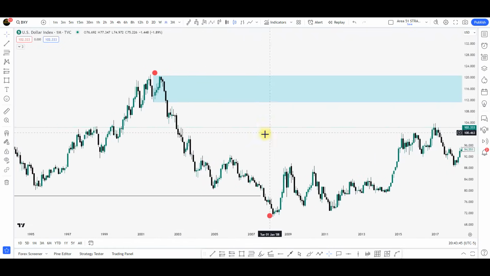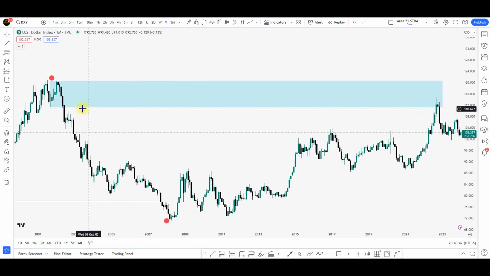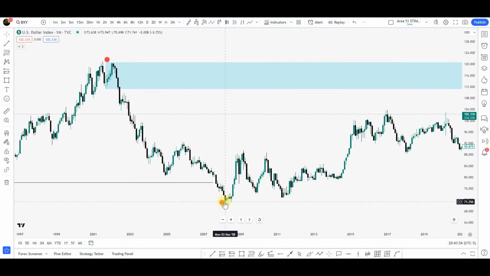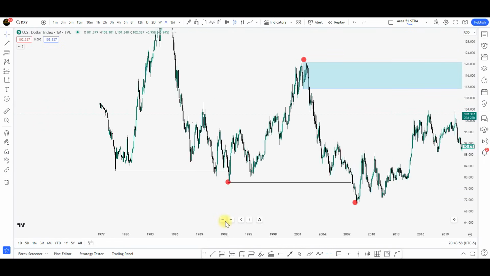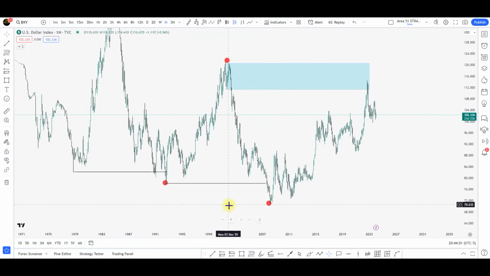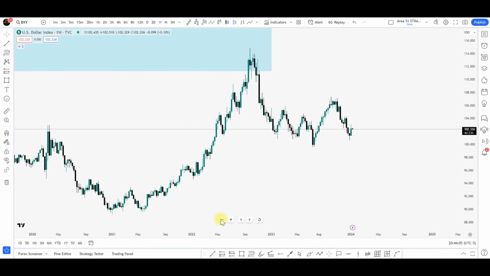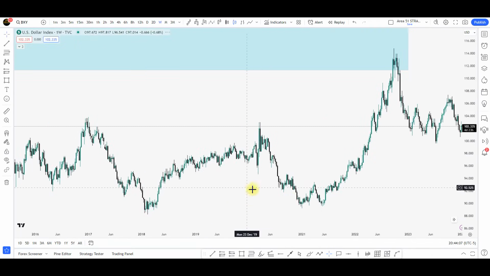Now we can see that price is already reacting around this order flow, or this last pullback before the down move that created the lows before the break of this beautiful structure. When you look at it, you can see that. All right, so now let's go to the weekly time frame and analyze what's happening.